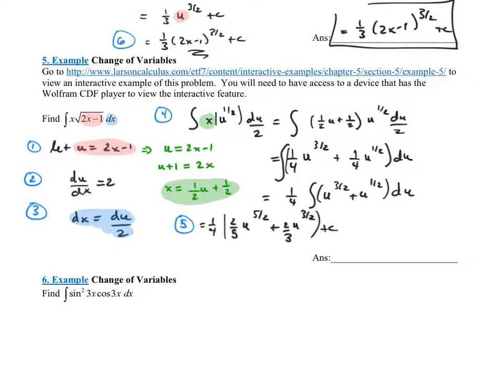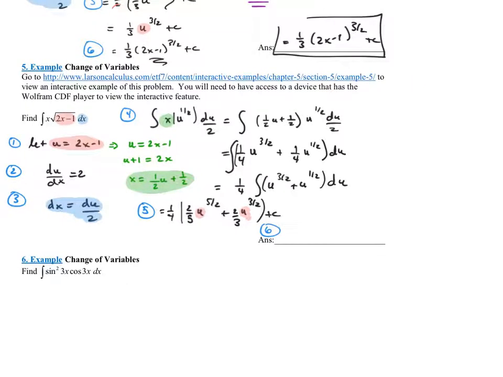So we're almost done. We're one step away. The only thing we need to do is simplify a little bit and back substitute for our u. So if we back substitute for our u, I'm just going to put our answer in the answer blank. Remember, u is, in this case, 2x minus 1. So what I'd have is 1/4 times 2/5, which would simplify to 1/10.